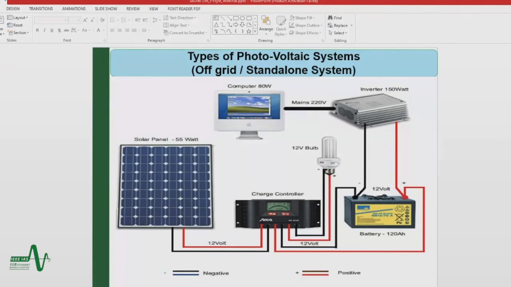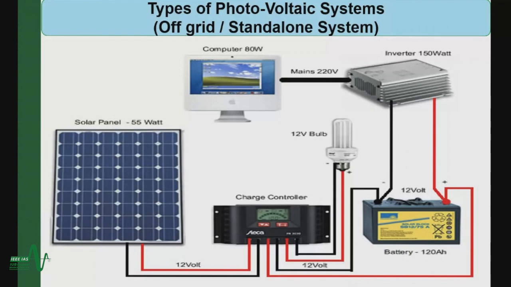Okay, and then come to the off-grid or standalone system. The standalone home system is the kind of system where there is no national grid, so the national grid is totally absent, no connection. Here, as you can see, there is a solar panel, and it goes directly to the charge controller, and the output of the charge controller goes to the battery, and the output of the battery goes to the inverter. What the inverter does is convert the DC power into AC, and that's how the AC appliances work.